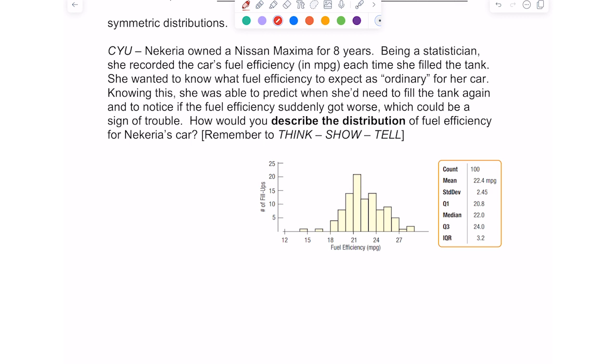How would you describe the distribution of fuel efficiency for Nakiria's car? Remember to think, show, tell. I provided the histogram and the summary statistics for you. Remember, when you need to describe the distribution, what things do you need to talk about? You need to talk about the shape, the center, the spread, and any outliers that are there.